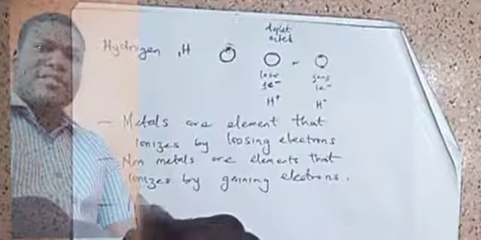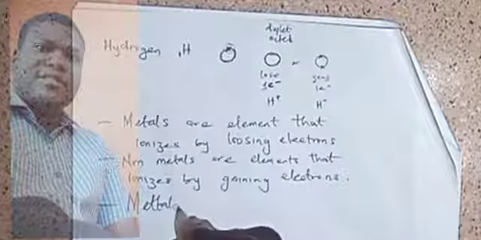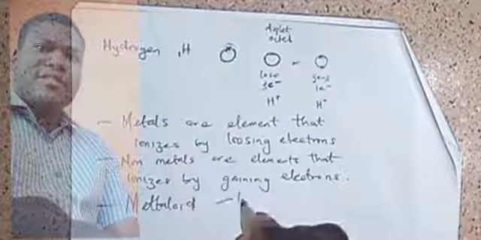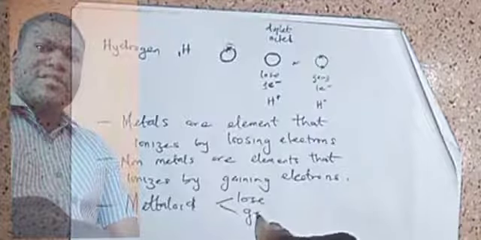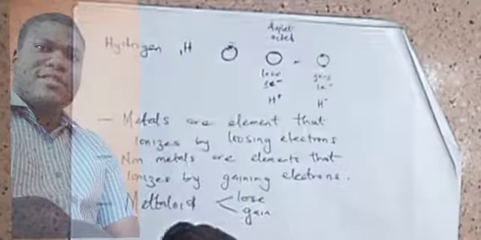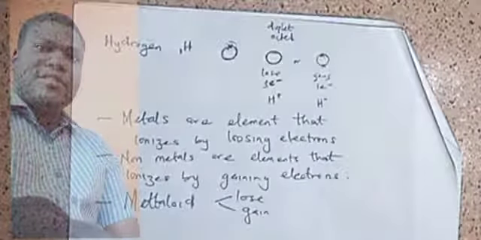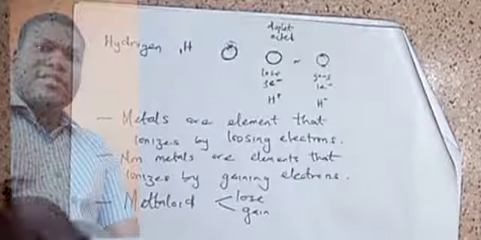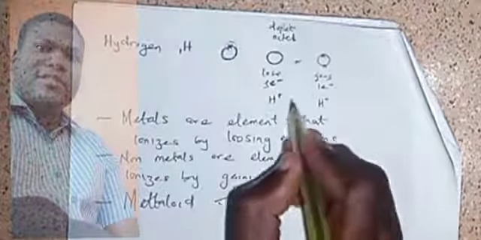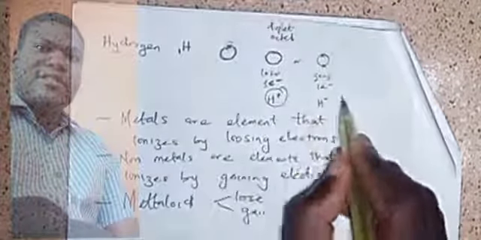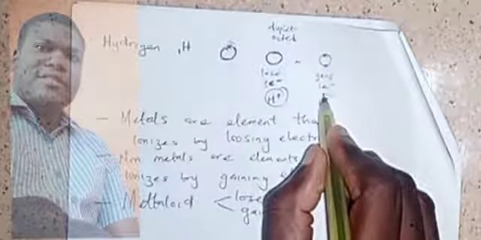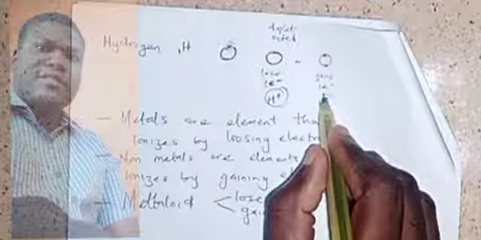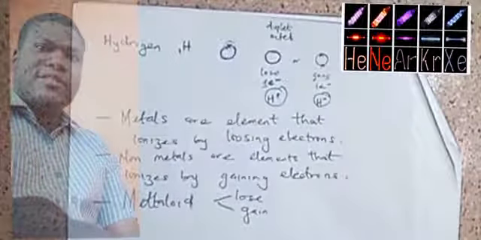Another thing we can talk about is the metalloids. Metalloids can do both. They can either lose or they can gain. So looking at hydrogen, hydrogen can decide to lose or gain. Hydrogen can behave like a metal in some cases by forming H plus, or behave like a non-metal by gaining an electron. So the next one, let's talk about helium.